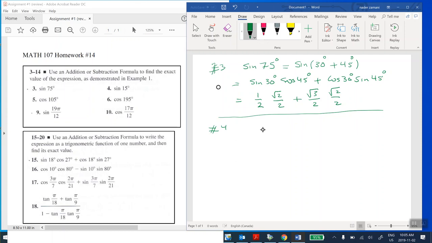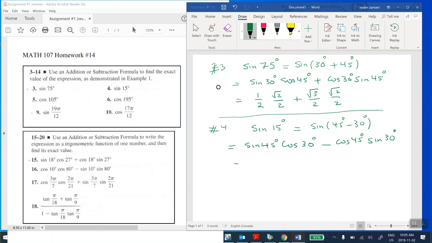We have sine of 15 degrees. So what I'm going to do is write this thing as sine of 45 degrees minus 30 degrees, because now I have the sine of the difference of two angles. There's a formula for it, and it's sine of 45 cosine of 30 minus cosine of 45 sine of 30 degrees. Okay?